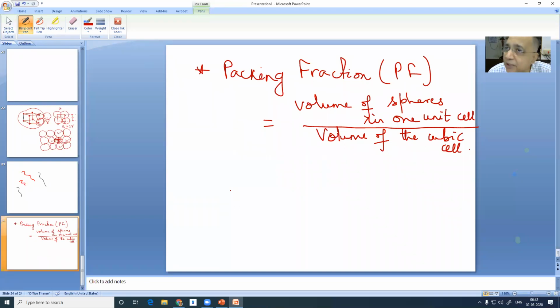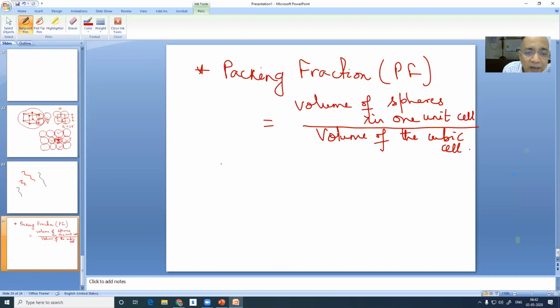Obviously, if you subtract from 1, you get how much fraction of space is empty. Or if it is in terms of percentage, you just multiply by 100, and that fraction will become percent. So if you subtract from 100, then you know how much percentage of space is empty in a simple cubic lattice, or the other two lattices that we are going to study one after the other.